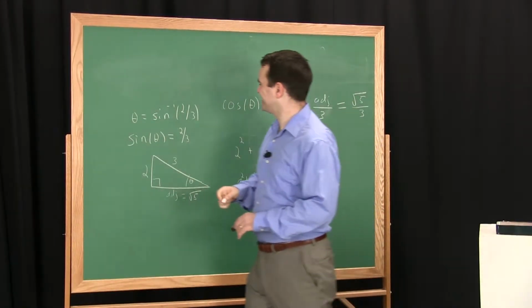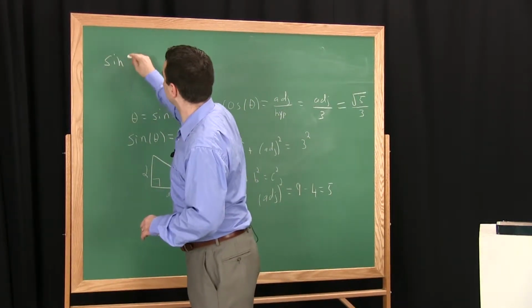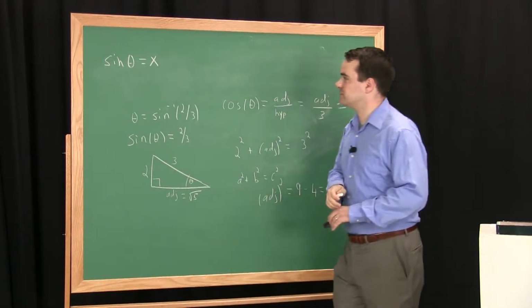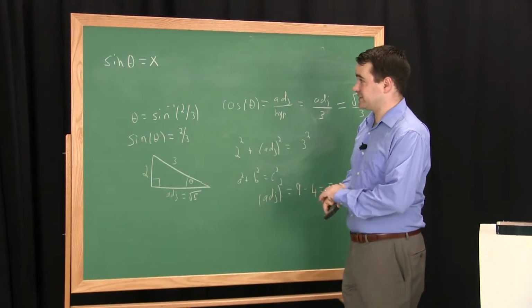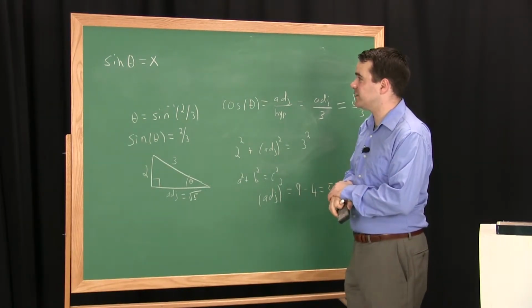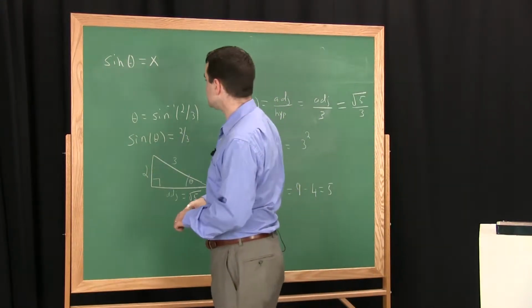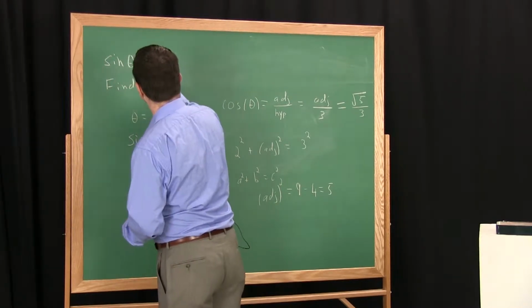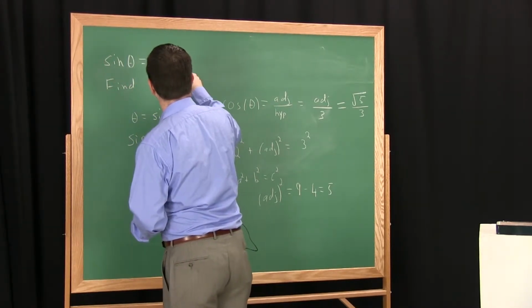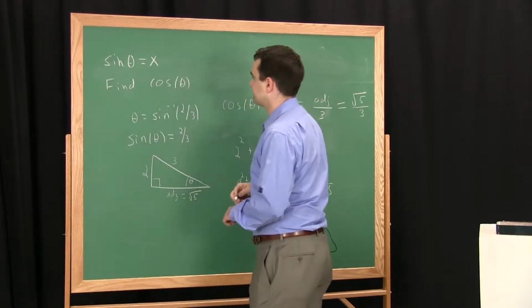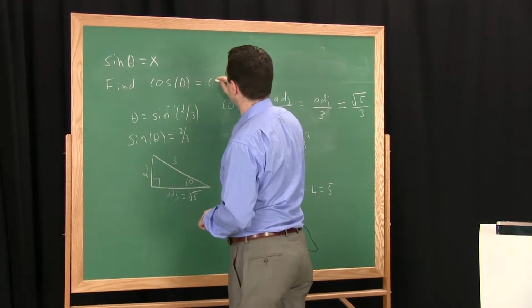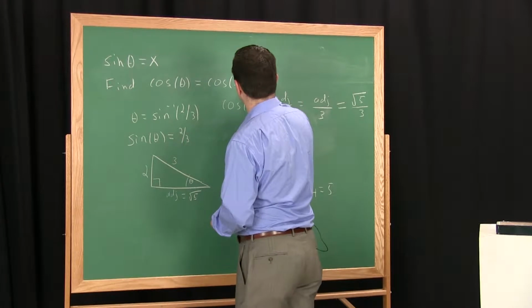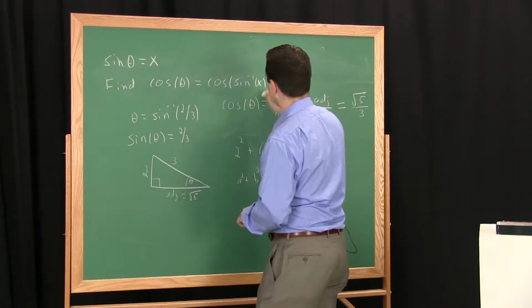Now say that I know sine of theta equals x. Before, x was equal to 2/3, now it's just x. Some number that we're not quite sure what it is, but we're just using x to denote it. And then let's find cosine of theta. And of course, another way of writing that, you might see this written as cosine of sine inverse of x.